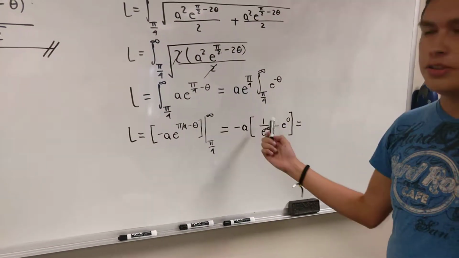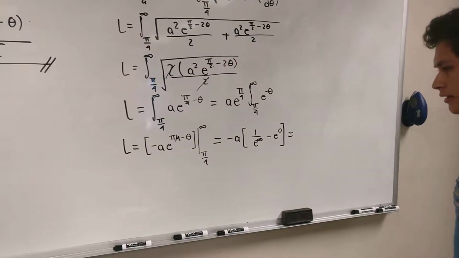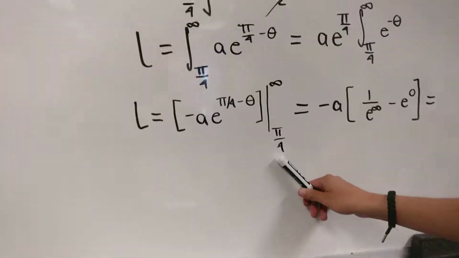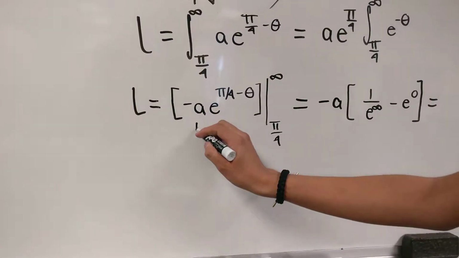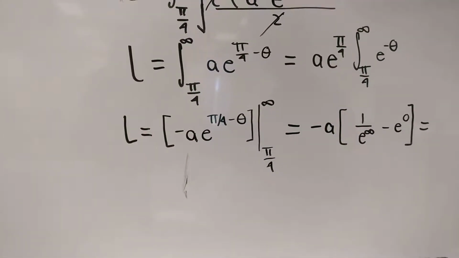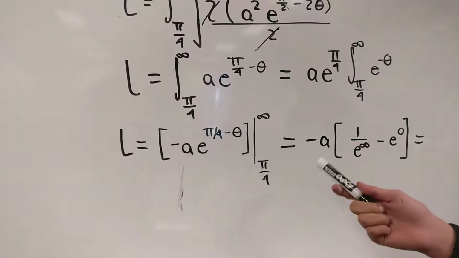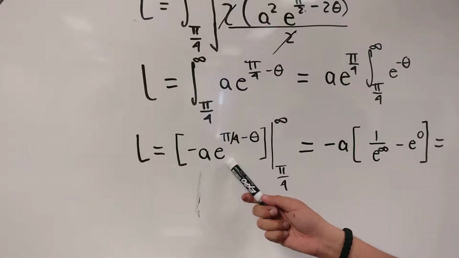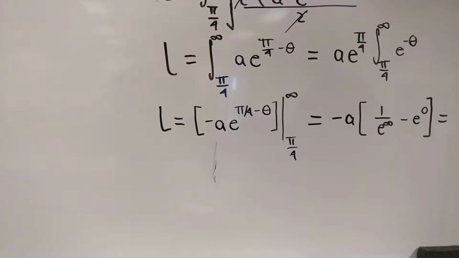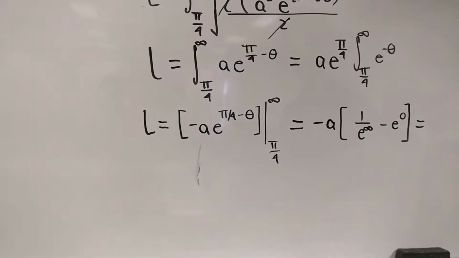From here we can just continue with a normal integration as we would do in class. Here we end up with this equation. As we know, a is one of the lengths of the square, so it's a constant. Also, e to the pi over 4 is a constant, so we take them out of the equation, and we're left only with 1 over e to the theta, or the same as e to the negative theta.